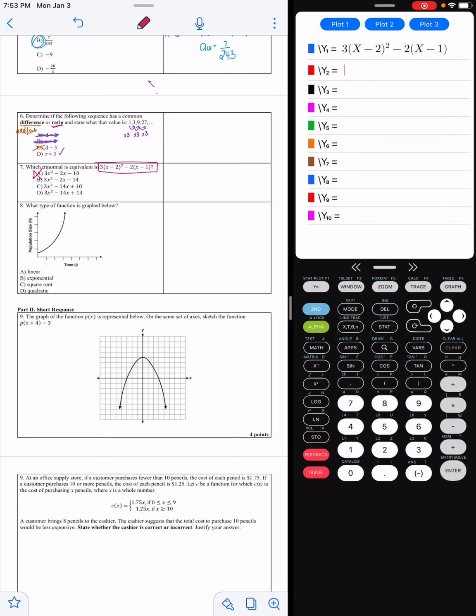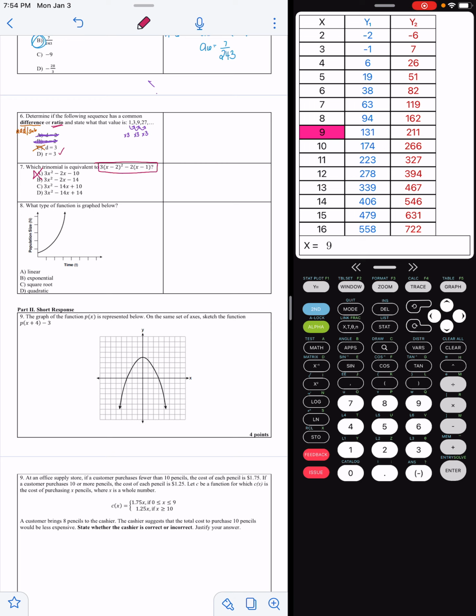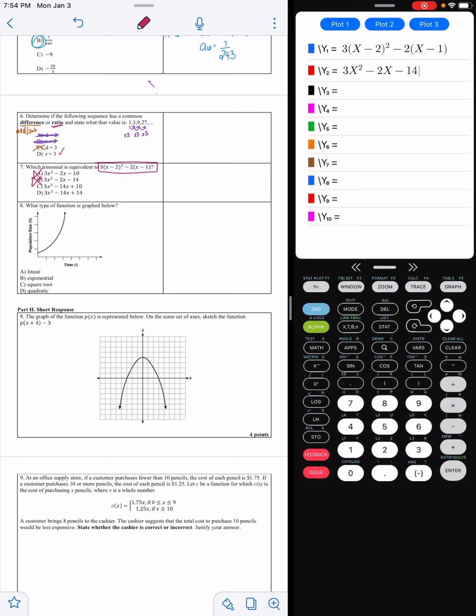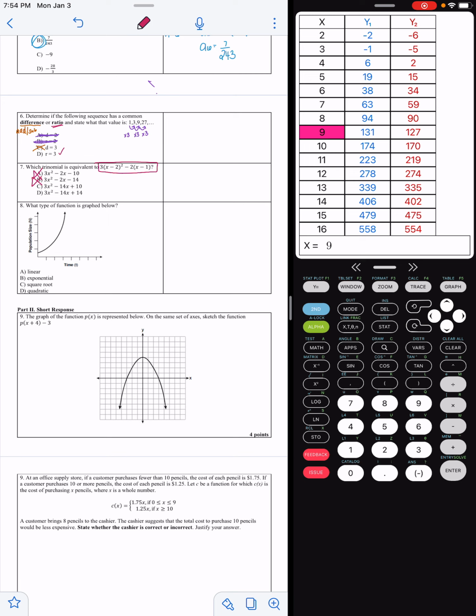Let's go back to y equals. Let's clear that. And let's plug in answer choice B. 3x squared minus 2x minus 14. Again, not the same, right? I get 131 and 211. Let's clear answer choice B. Let's put in answer choice C. 3x squared minus 14x plus 10. Again, not the same, so hopefully D will be the same.